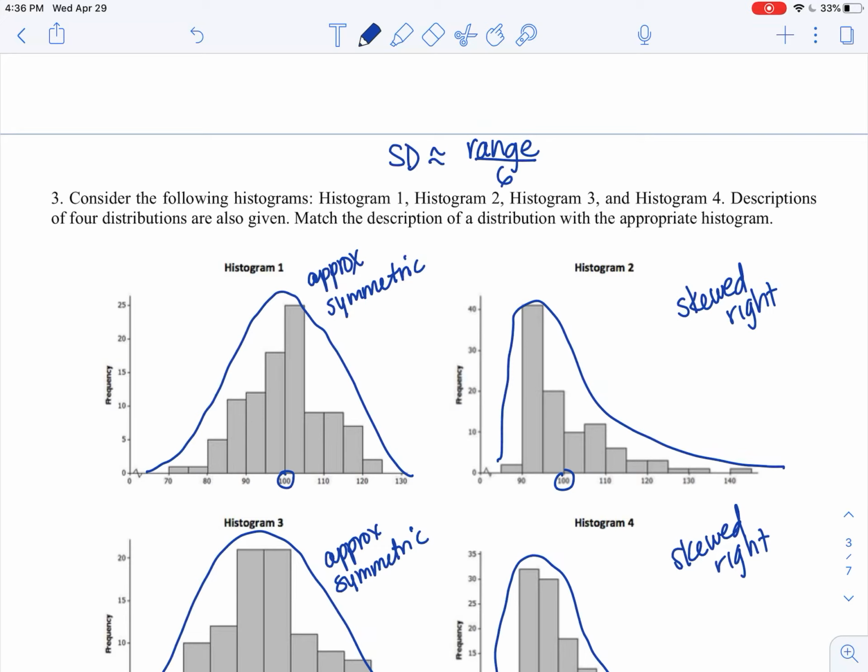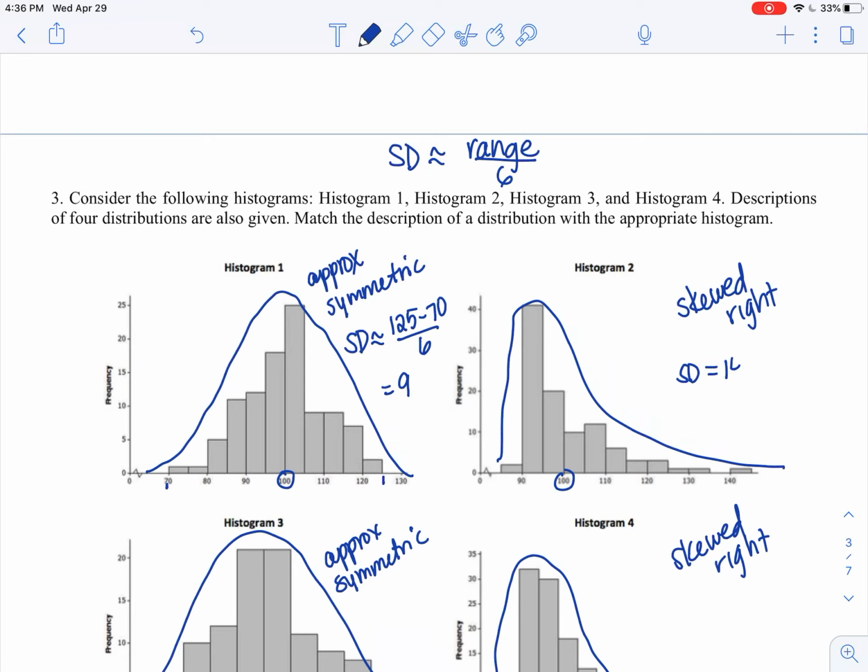So we're going to go through each of these situations and ballpark range divided by 6. So our range, how do you figure that out? It's the highest value minus the lowest value. And again, these are still approximations. It's not going to be perfect. So our standard deviation in this first one is going to come from 125, which looks like our highest value, minus 70, which looks like our lowest value. Divide that by 6, and you get a standard deviation in this case that comes out to be 9.